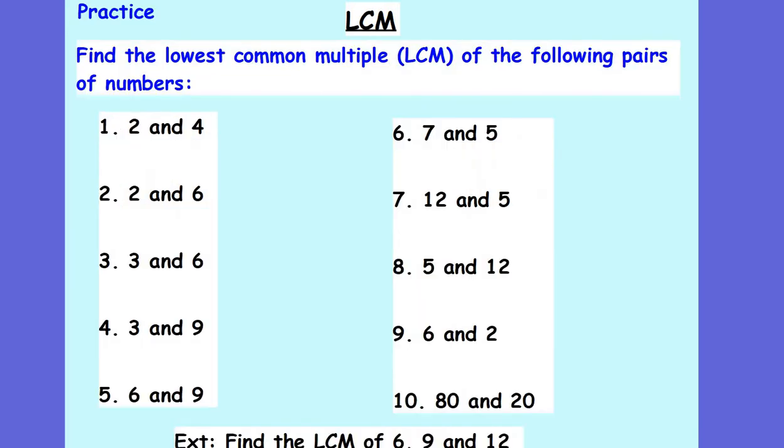Can you switch to your light blue books now and have a go at these questions for me? Find the lowest common multiple of 2 and 4, 2 and 6, 3 and 6, 3 and 9, etc, etc. Pause the video for 10 minutes or so and work these out for me. If you're feeling confident, can you find the lowest common multiple of 6, 9 and 12? Pause the video now and have a go at these questions in your light blue book.